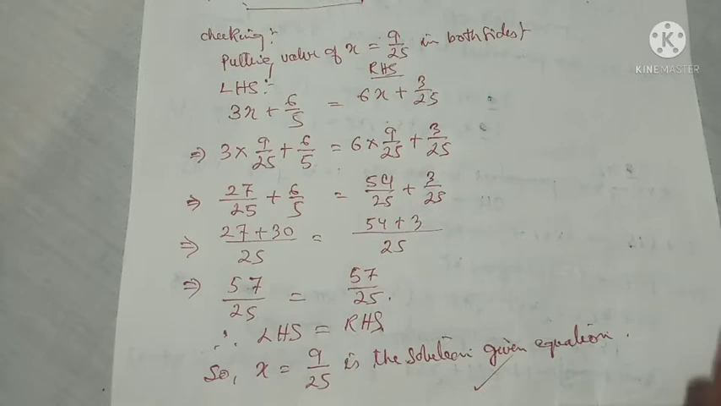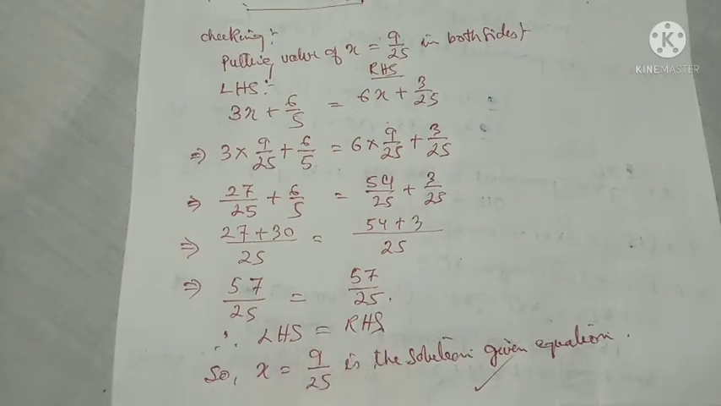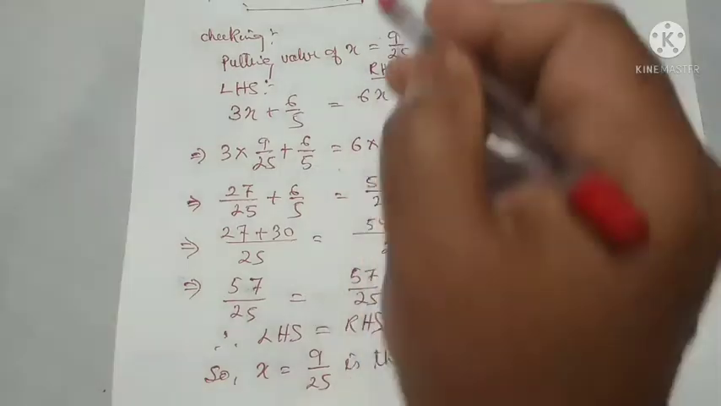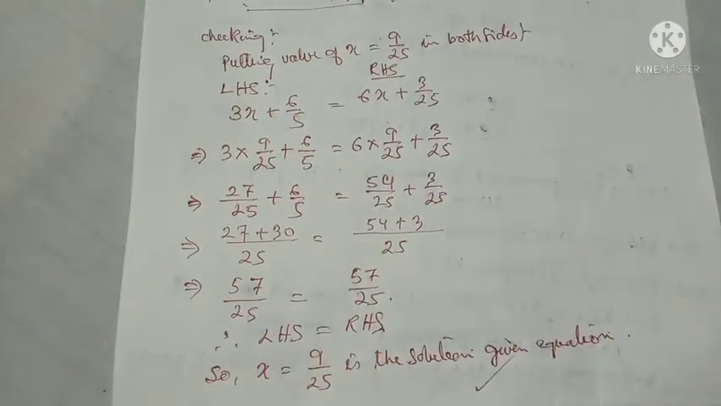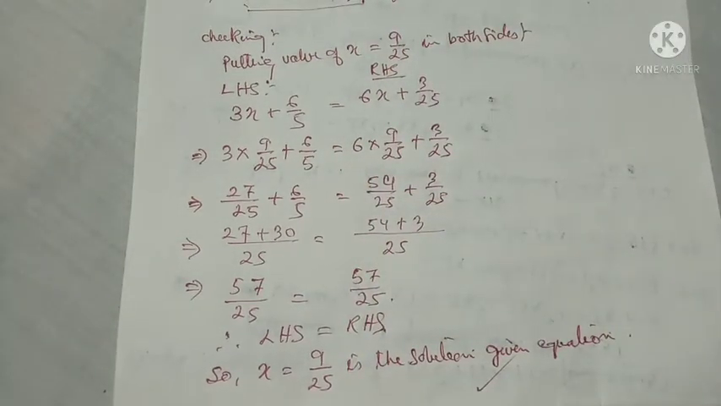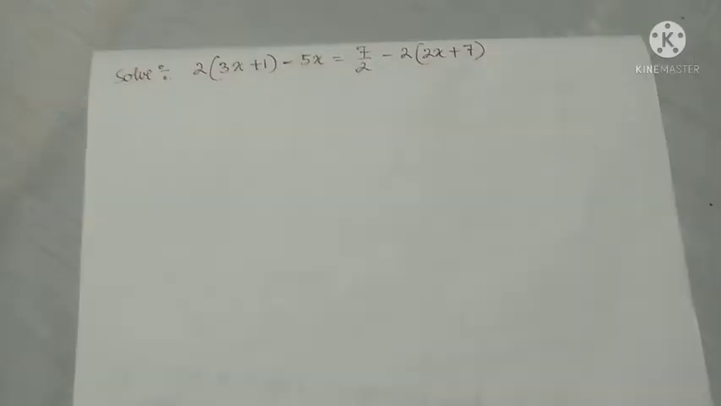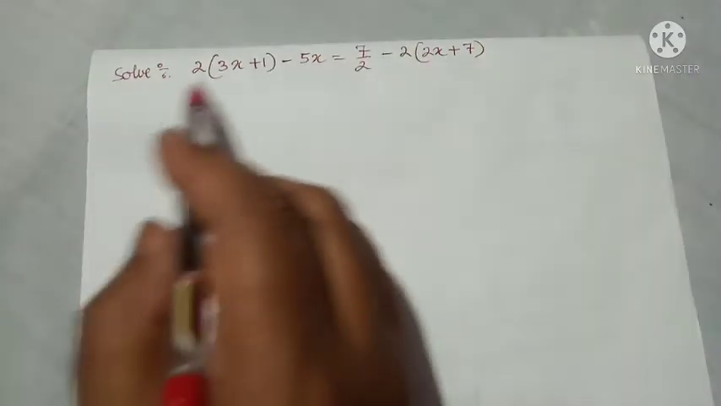When the left hand side and right hand side are equal, it means that your solution of variable x is correct. Then your answer is correct. If it is not equal, then your answer is wrong. Understand? So let's see another example again. This is the second example. Let's consider how to find out the value of x.